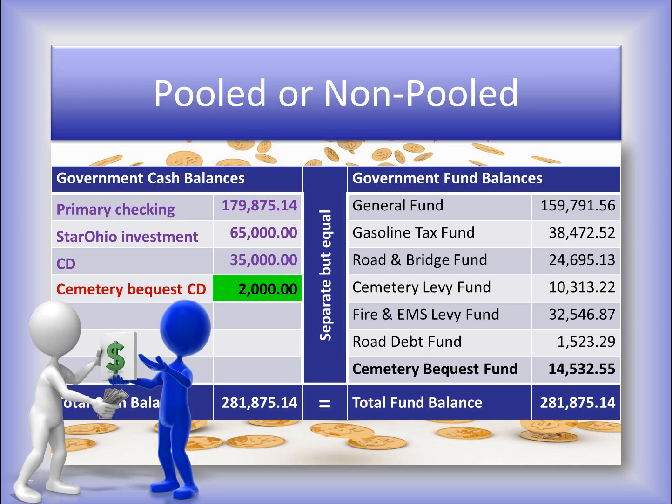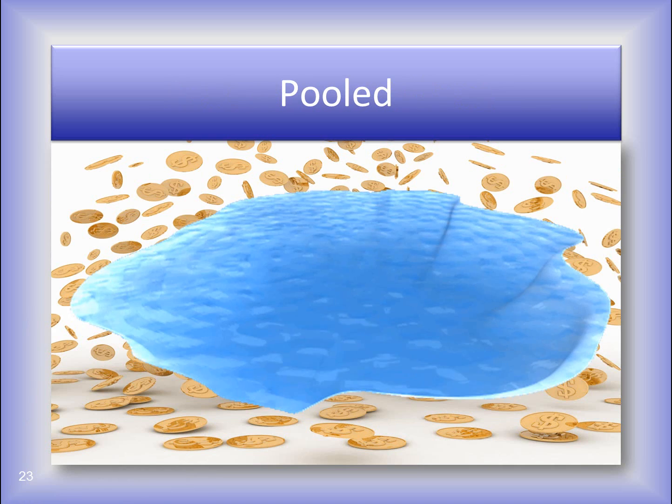Now notice the CD is $2,000, but the fund balance is $14,532.55. The $2,000 is included in the $14,532.55. It is not in addition to the fund balance. We will work with these sample bank accounts and funds to further explore pooled and non-pooled.